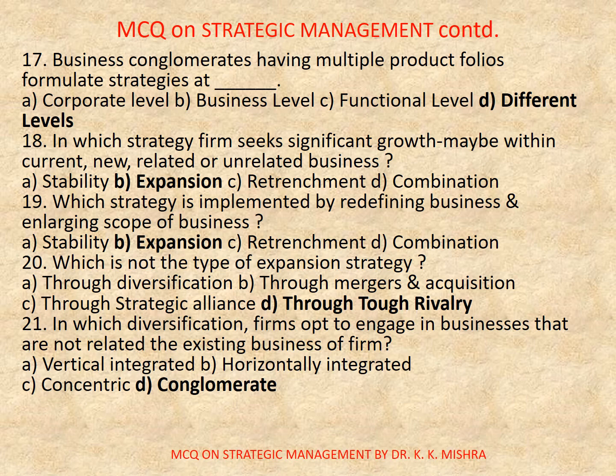21. In which diversification do firms opt to engage in businesses that are not related with the existing business of the firm? A. Vertically integrated. B. Horizontally integrated. C. Concentric. D. Conglomerate. Correct option is D. Conglomerate.